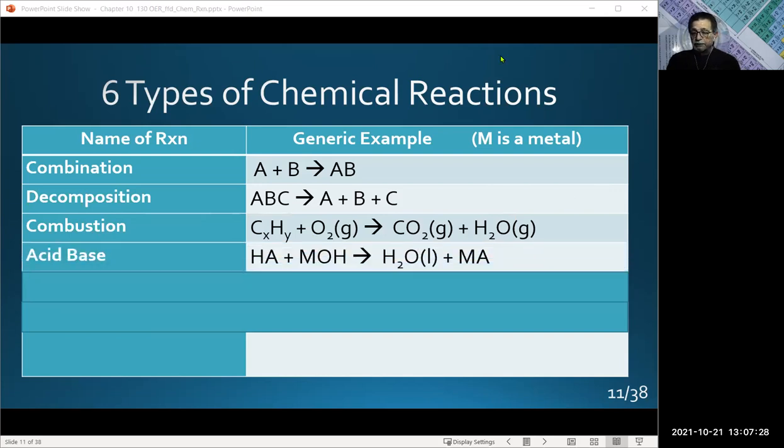All right, next reaction is an acid-base reaction, and we've talked about this already in the acid-base chapter. Here we have a general acid denoted by H first, followed by whatever A may be, like nitric acid or hydrochloric acid. And then we have an ionic compound that has a polyatomic ion, which is the hydroxide, okay?